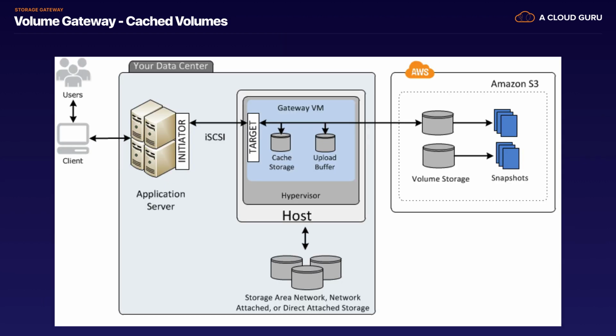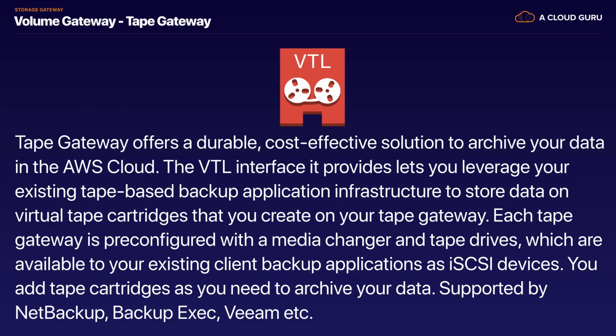So again, here's a diagram. We've got our users, we've got our application servers. It's connecting in through iSCSI to our host, and our host is running our virtual machine gateway, a gateway VM. This is also accessing SAN, storage area network, and that's basically just a big disk. And then the gateway VM is replicating our information over to S3. So that's how that one works.